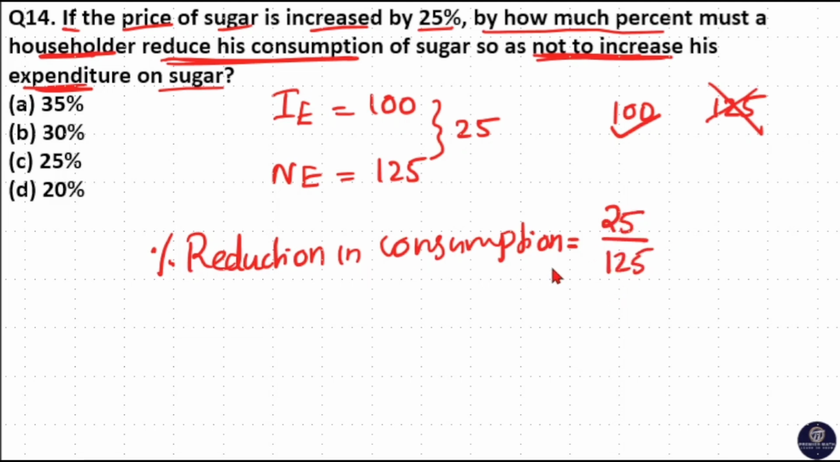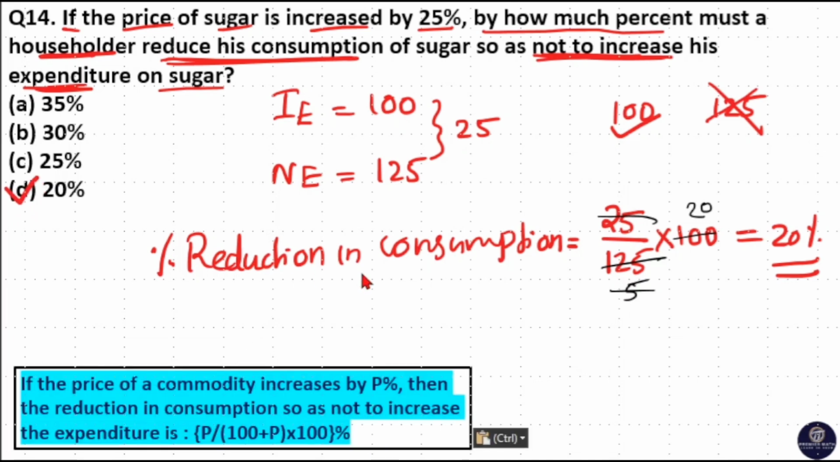Then percentage reduction in consumption, if you convert it in terms of percentage, multiply it with 100. That is 25 by 125 into 100, which is equal to, here 25 goes 5 times in 125, 5 goes 20 times in 100. Then 20% is the percentage reduction in consumption. So this householder needs to reduce consumption of sugar by 20%. Option D is your answer. If you have doubt, use this formula, that is, P by 100 plus P into 100.